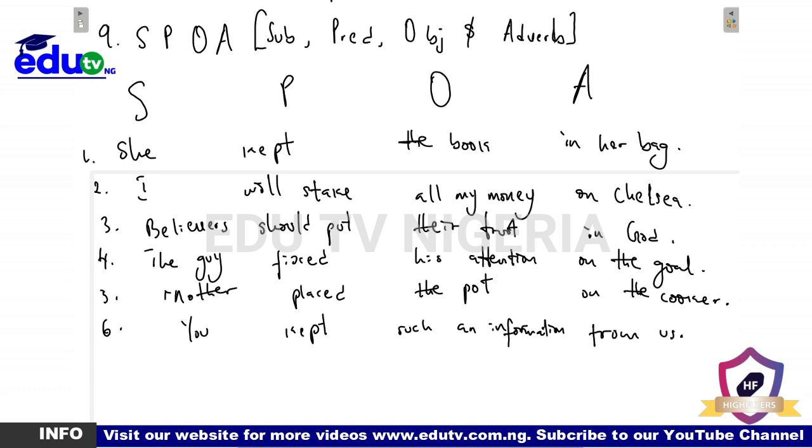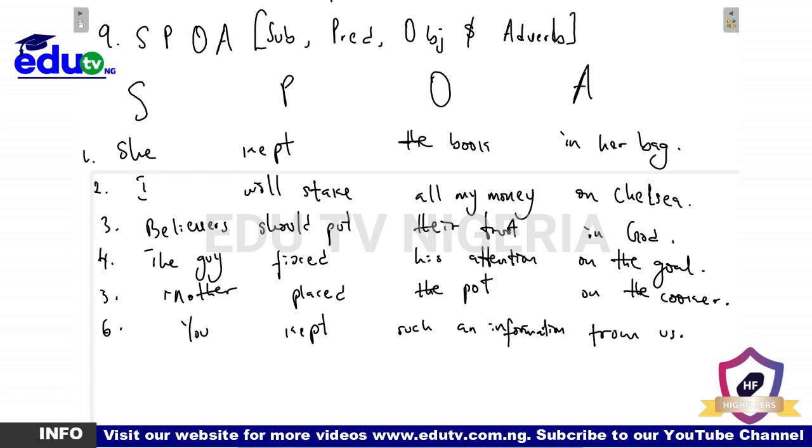You subject kept predicator, such an information, object, from us, adjunct. Do you get it? So what are the features, or what are the things you should note here? Now, the predicator here can also be referred to as a complex transitive. Yes. The other time while I was explaining complex transitive, I actually intentionally didn't go fully into all of its definition, or better still, all of its criteria.